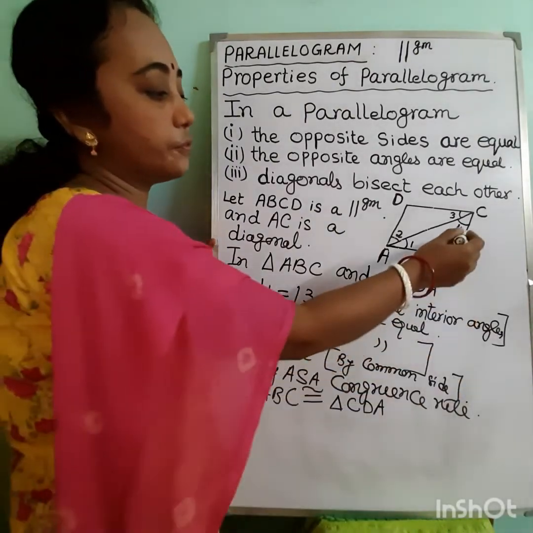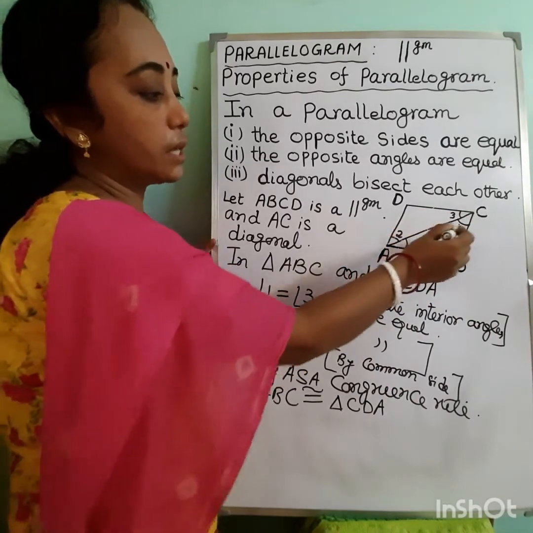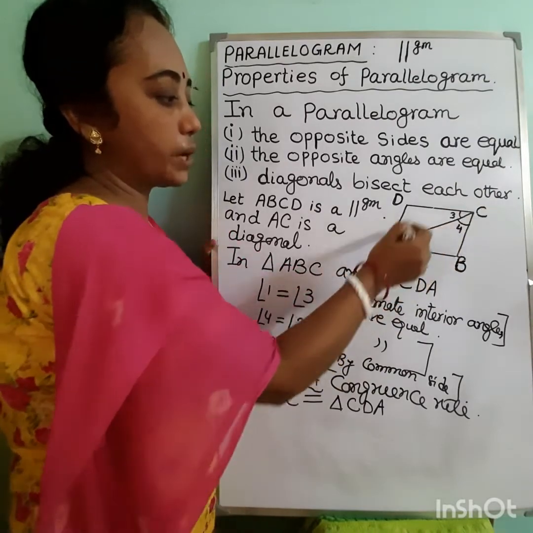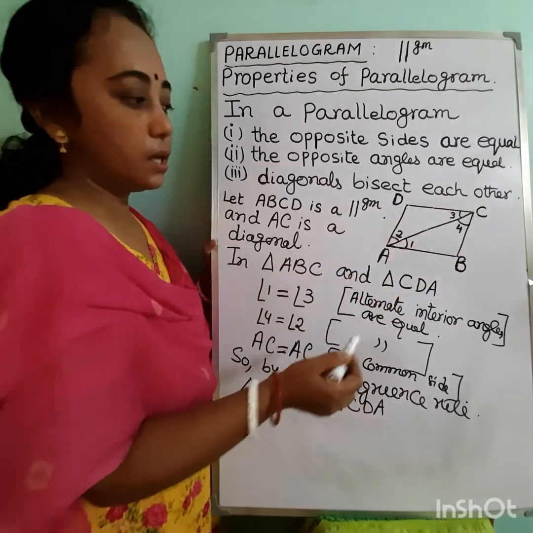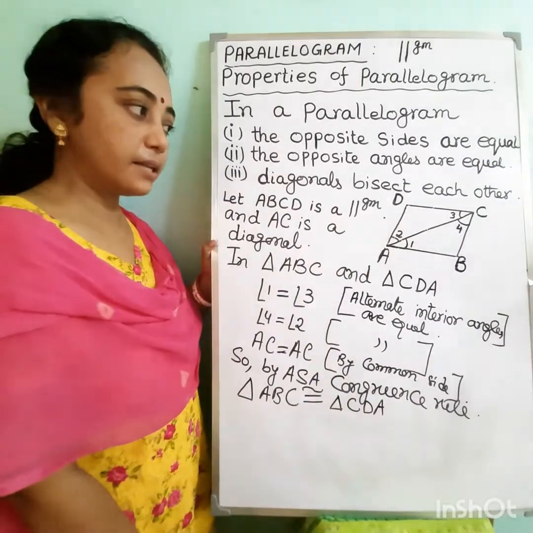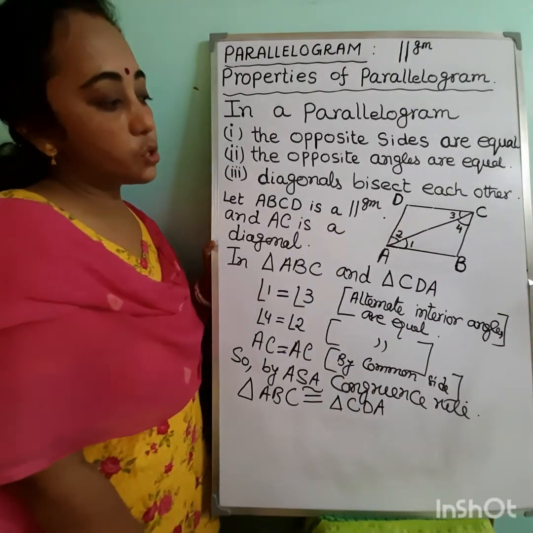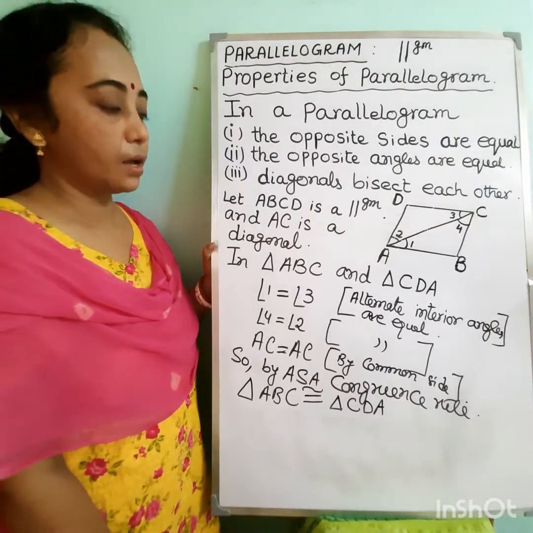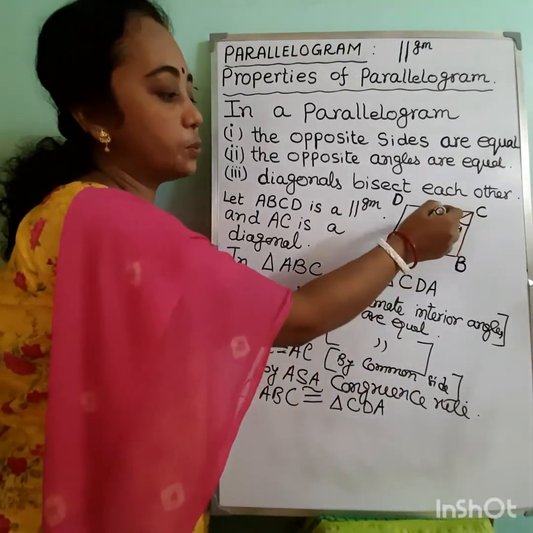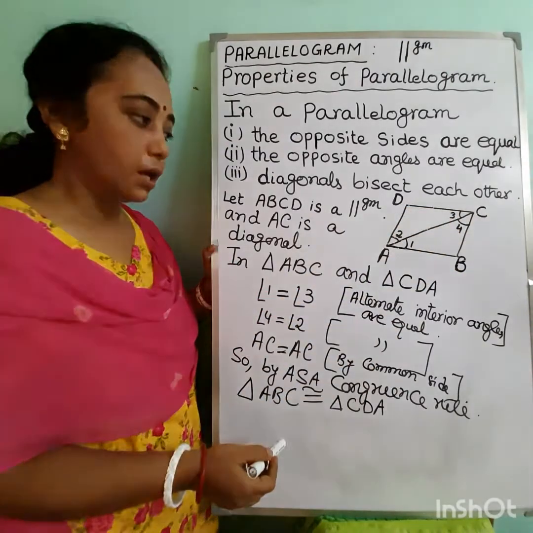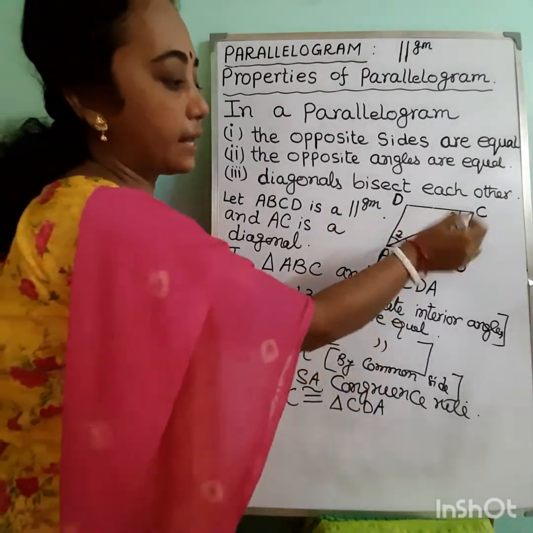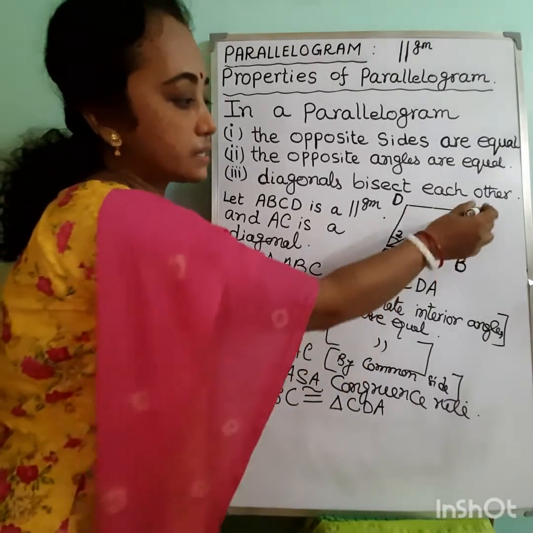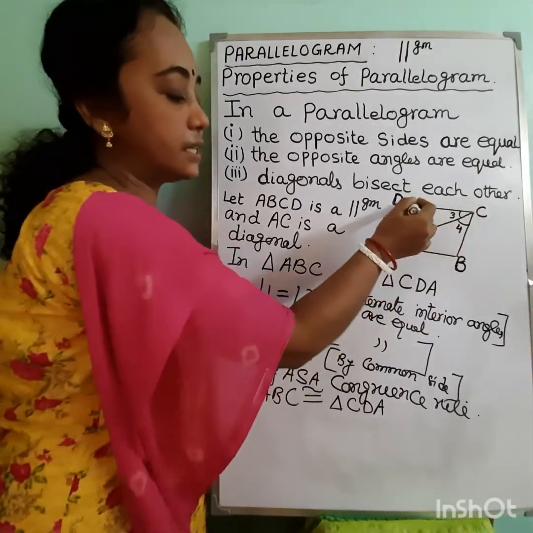Similarly, here angle 4 is equal to angle 2. Angle 4 and 2 are alternate interior angles because BC is parallel to AD and AC is a transversal. So angle 4 is equal to angle 2 by the alternate interior angles property. Now AC is a common side to both the triangles, so AC is equal to AC. So therefore, angle side angle. By the angle side angle congruence rule, triangle ABC is congruent to triangle CDA.